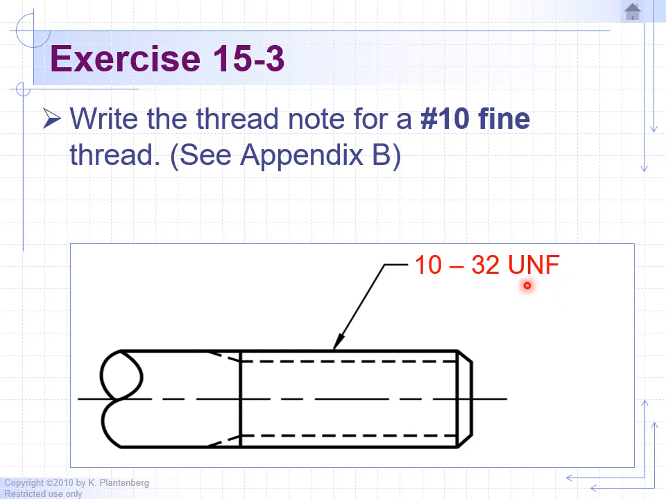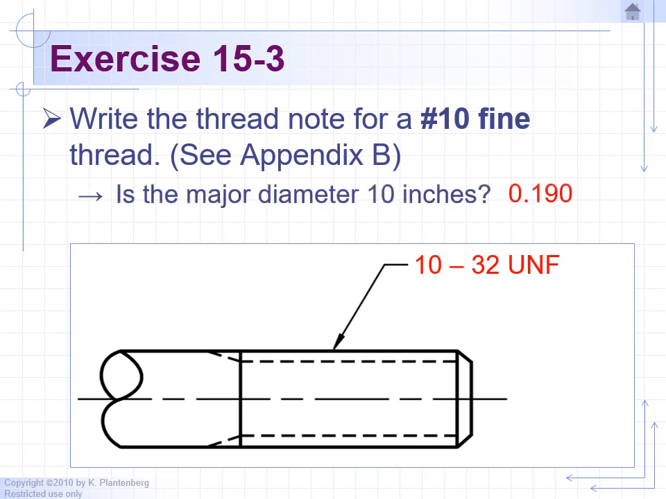And the UNF stands for United National Fine Thread. And the number 10 doesn't stand for a 10-inch diameter. It stands for 0.190 as shown on the table.